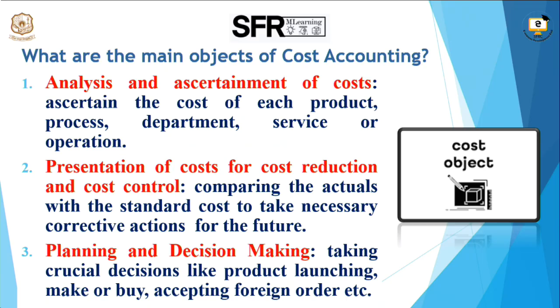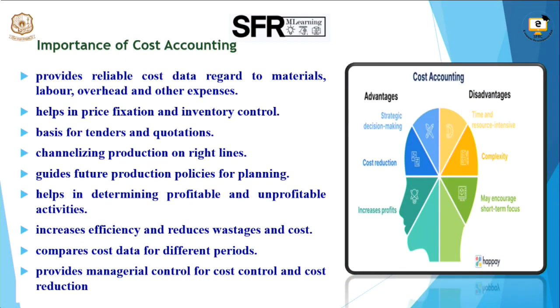Next, the third main object of cost accounting is planning and decision making. Costing helps in decision making like pricing of the products, introduction of a new product, machinery, shutdown decisions, wages, expansion plans, choices amongst various alternatives, etc. So cost accounting helps to make decisions. Next we have to see the importance of cost accounting.